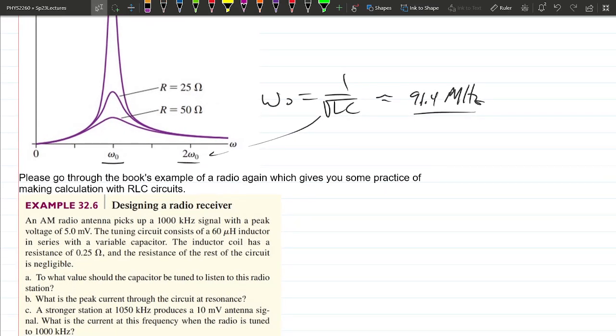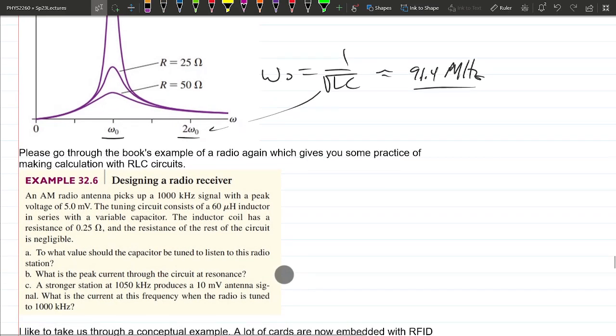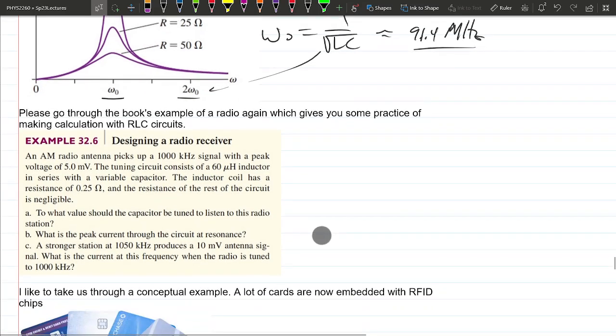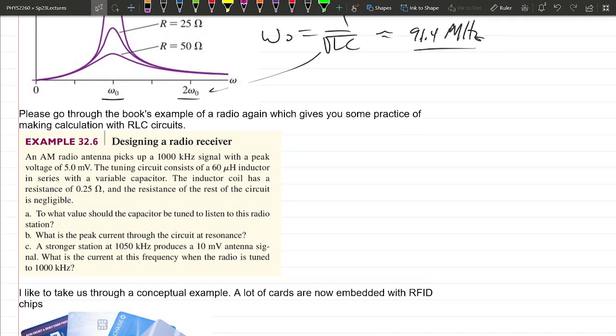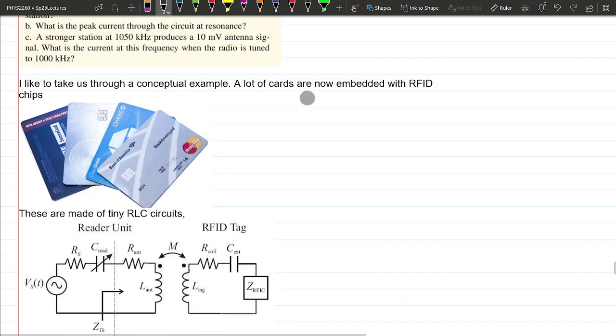Okay, I probably won't have time to go through the next section. There are a couple of interesting examples in the textbook where a lot of it is just knowing this equation and plugging in the right numbers, okay? So I'm not going to go through those, but I want to get you through a conceptual example.